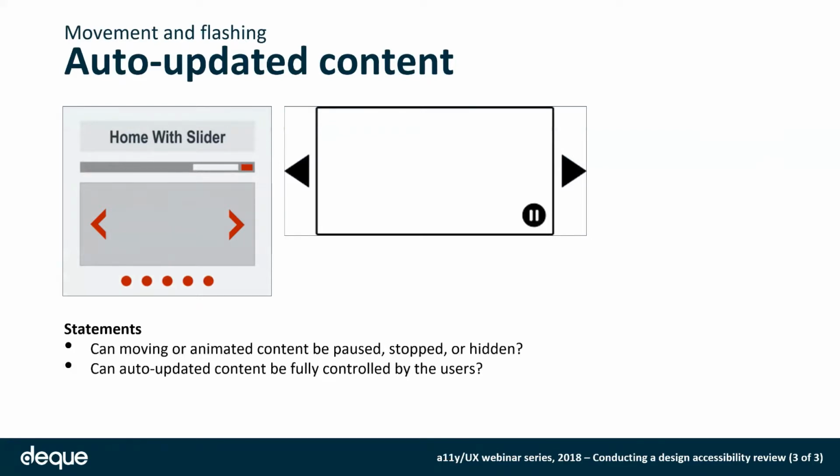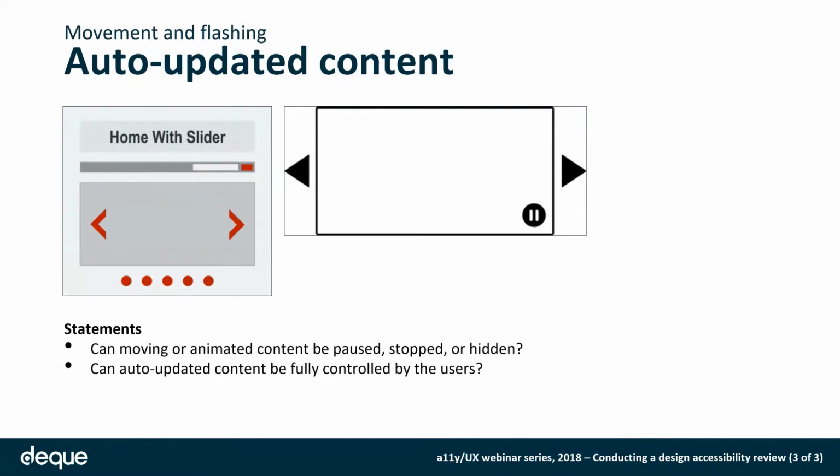Now, looking at the examples of this, the first one is the auto-updated content. If you see the left side image, there's a slider present. You see the previous and next icons, buttons, and then you also have these 5 image buttons that say there are 5 images in the carousel. But as a user, am I able to interact with it, to move through it? No, because I don't see a pause button.